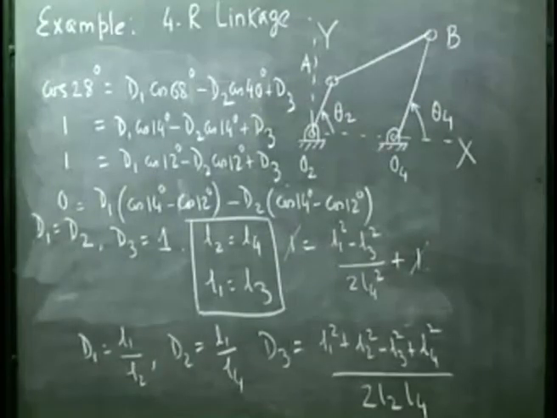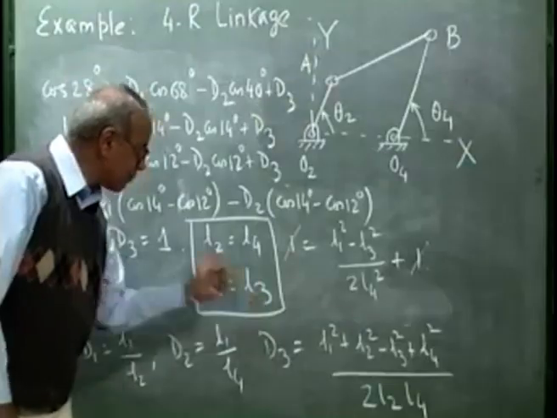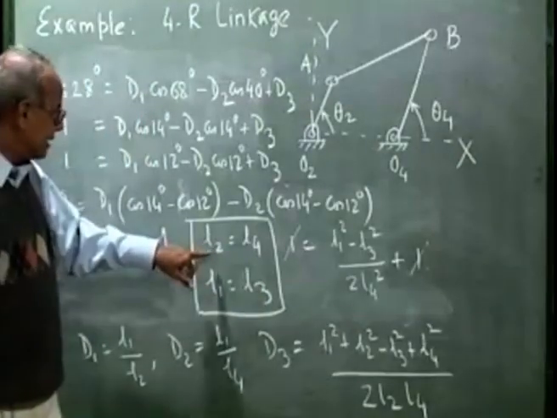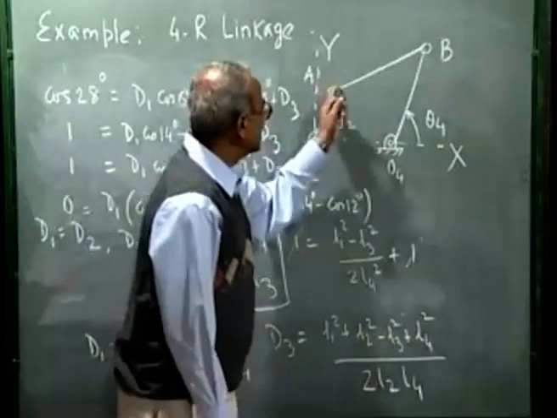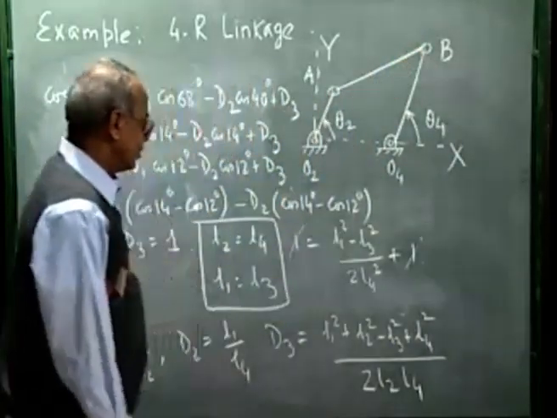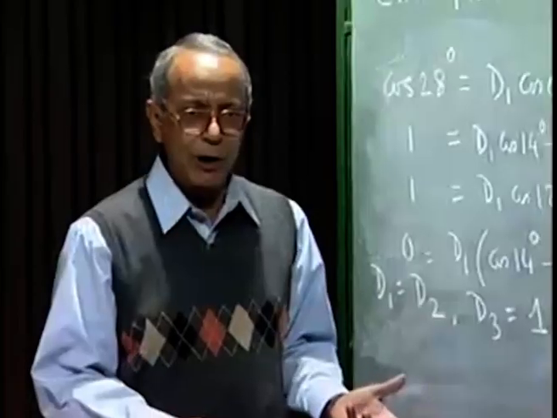So the final mechanism has come out to be that the fixed length is equal to the coupler length and the crank length is equal to the follower length. That means two opposite link lengths are equal, which means it can be either a parallelogram or an anti-parallelogram.